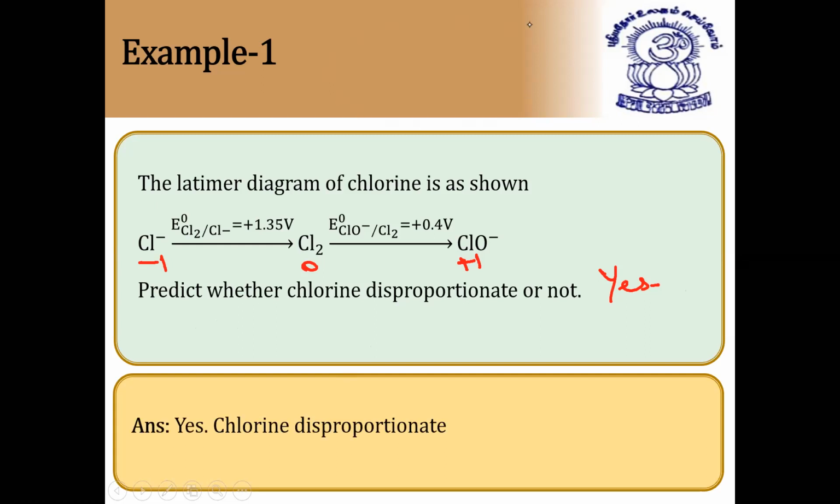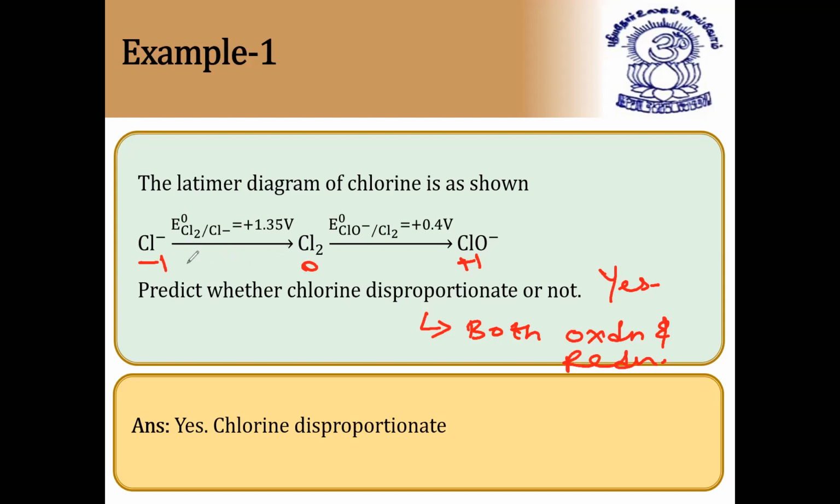Next, what is a disproportionation reaction? Simultaneous oxidation and reduction taking place for the same element. Very important. Simultaneous oxidation and reduction taking place for the same element is called a disproportionation reaction. So in this reaction, the oxidation state of chlorine changes, and both oxidation and reduction take place. That is called a disproportionation reaction.